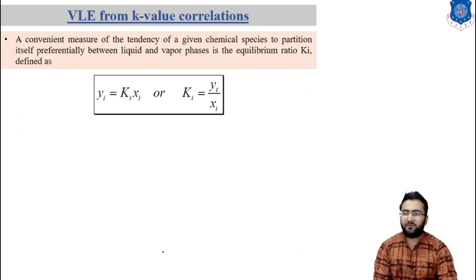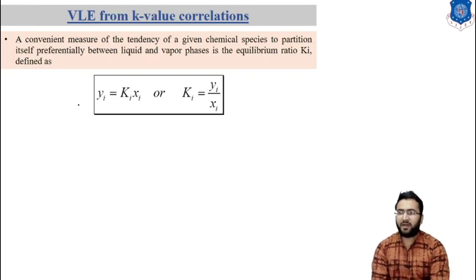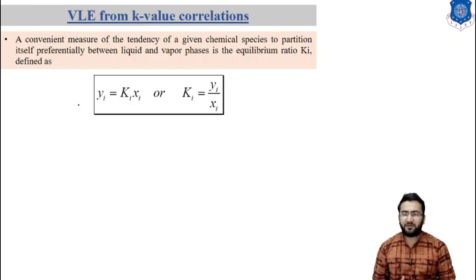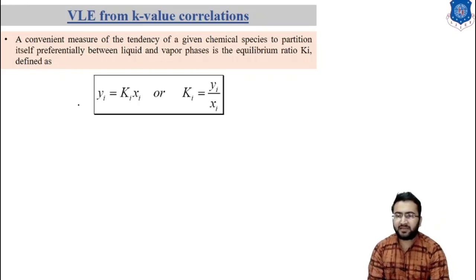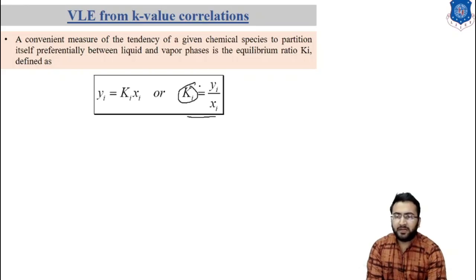Now, let's discuss VLE from K-value correlation. A convenient measure of the tendency of a given chemical species to partition itself preferentially between liquid and vapor phase is the equilibrium ratio Ki, which is defined as Ki equal to Yi upon Xi. This Ki term denotes the heaviness and lightness of any mixture. If the value of Ki is greater than 1, the value of Yi is more than Xi. So if Yi is larger than Xi, component i is more present in the vapor phase compared to the liquid phase.